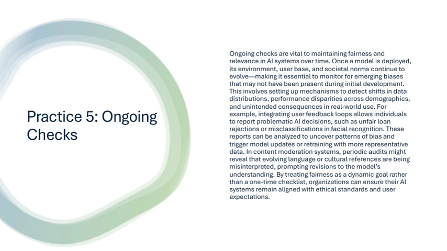In content moderation, periodic audits can reveal if the system is misinterpreting evolving language or cultural references, prompting necessary revisions. The key takeaway is that fairness isn't a one-time achievement, it's a dynamic goal. By treating it that way, organizations can ensure their AI systems stay aligned with ethical standards and user expectations as everything continues to evolve.